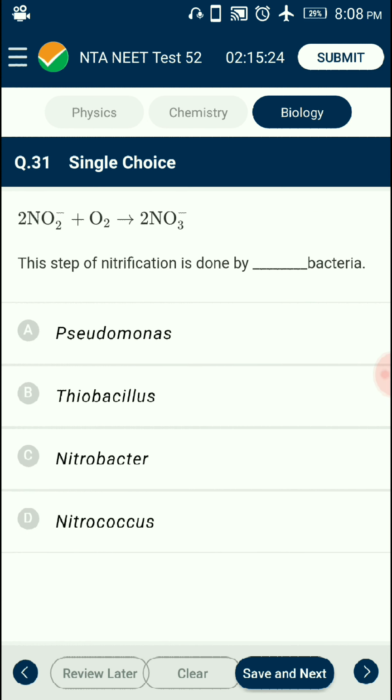Question number 31. Step of nitrification is done by dash bacteria. The process of conversion of nitrogen to ammonia is termed as nitrogen fixation. Most of the ammonia is converted to nitrate by soil bacteria, where ammonia is first oxidized to nitrite by the bacteria Nitrosomonas or Nitrococcus. The nitrite is further oxidized to nitrate with the help of Nitrobacter. These steps are called nitrification, and the nitrifying bacteria are called chemoautotrophs. So the answer is option C, Nitrobacter.